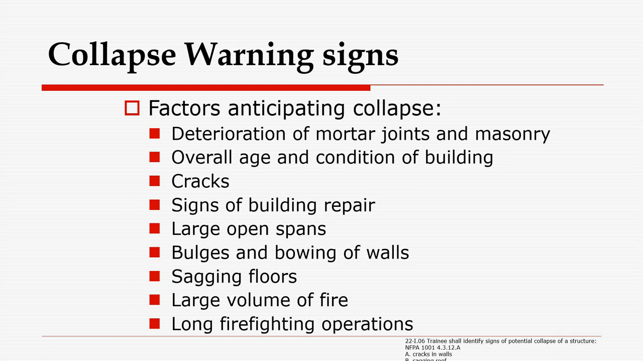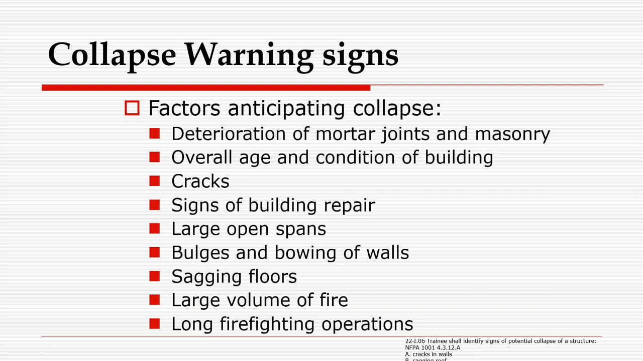Some collapse warning signs to anticipate collapse. So if you're out there on the fire ground and you're looking for potential fire collapse, we look at deterioration of the mortar joints and masonry, like we learned on one of the first slides. We look at the overall age and condition of the building. Is it a new building or is it an old building that's been around a while? What are the cracks showing us? What kind of crack is it? Is it a surface crack, or is this a crack that's been created because your bar joist has expanded? Are there signs of building repair, meaning has there been remodeling currently in progress where fire can now spread more because they've knocked down a wall to make it a larger room?